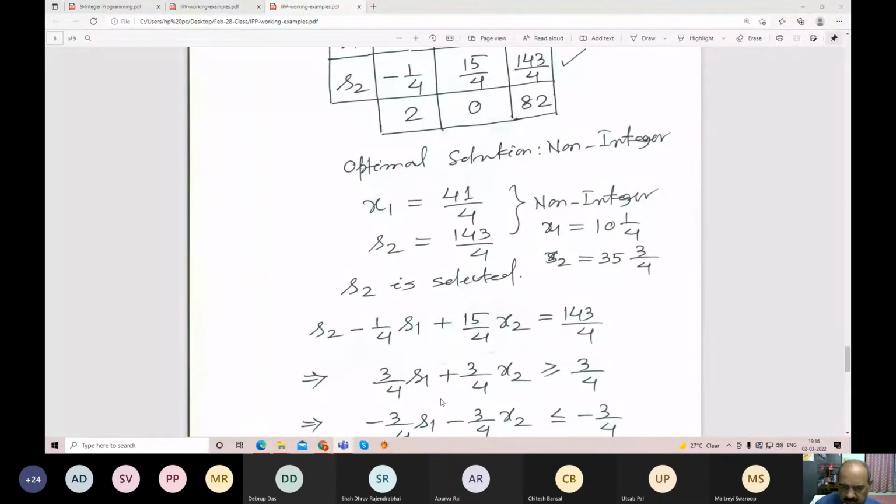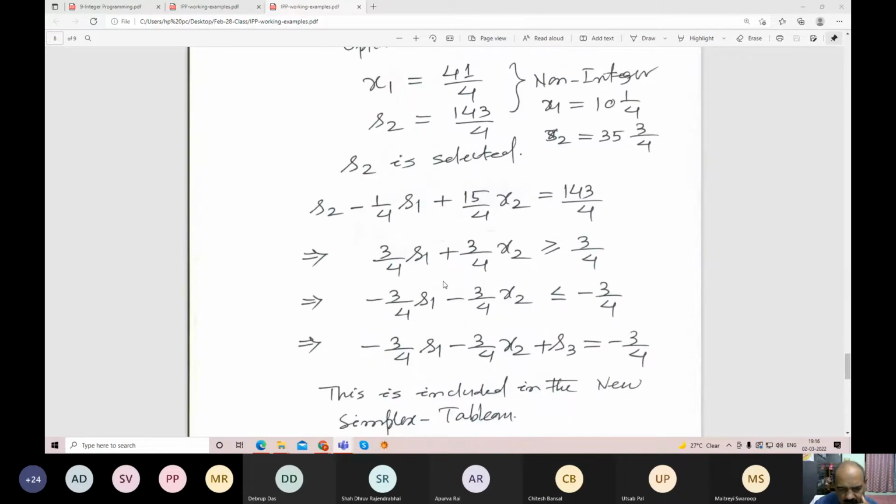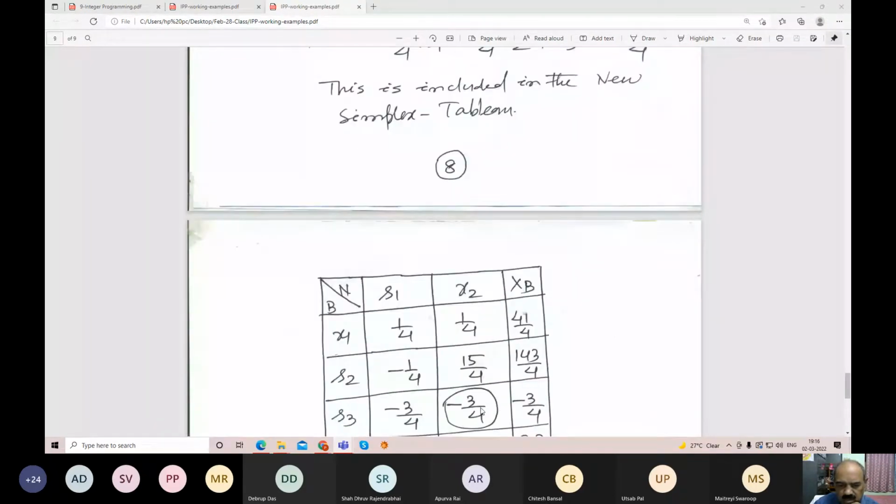Now this constraint is to be included in the optimal table of the previous table. So one more row you can add and proceed. This will be minus 3/4 s1 minus 3/4 x2 plus s3 equal to minus 3/4. This is to be included. How will we include it? We will include it in this manner.